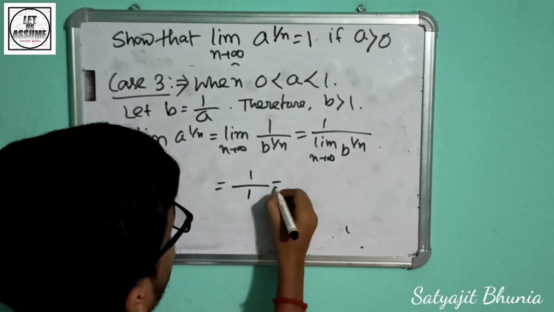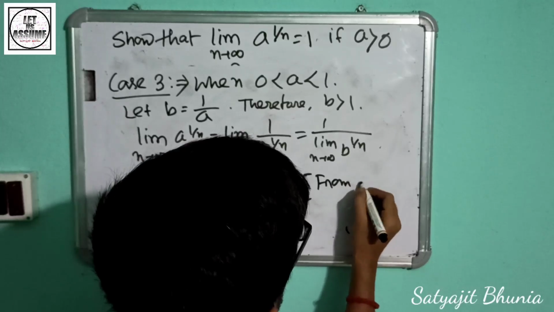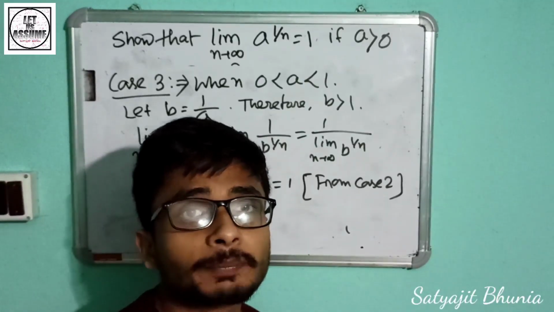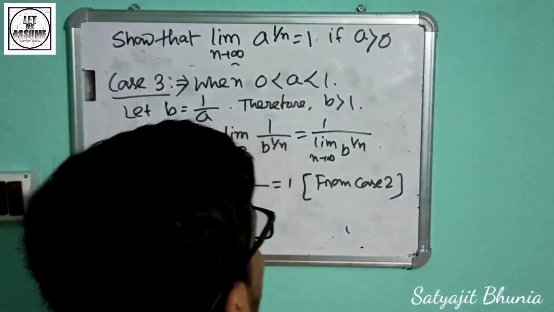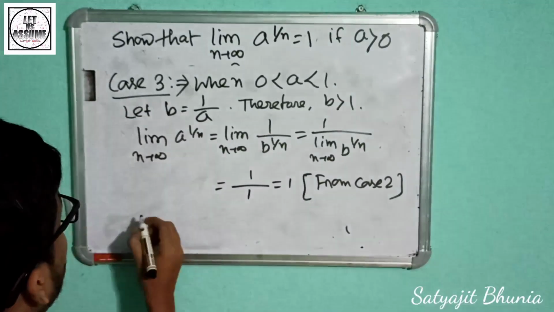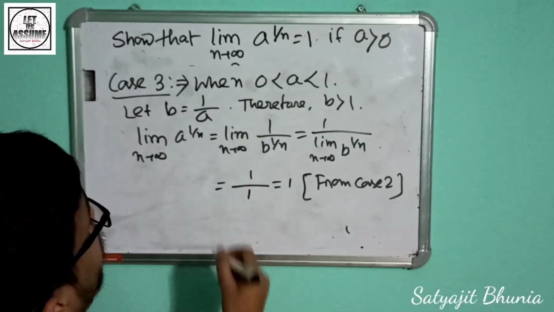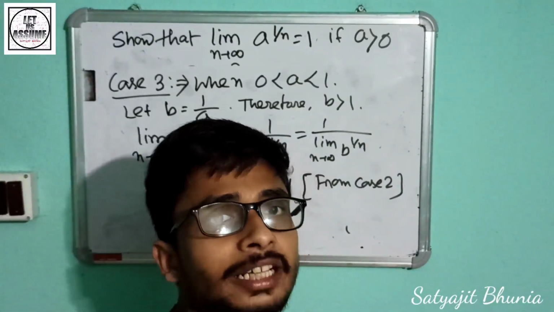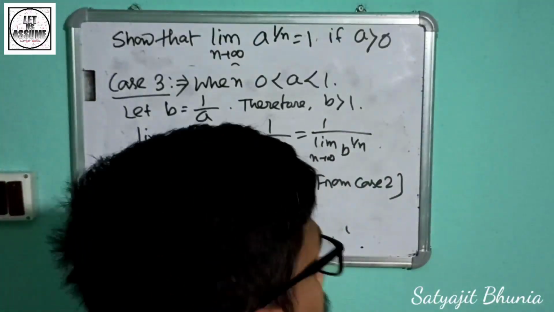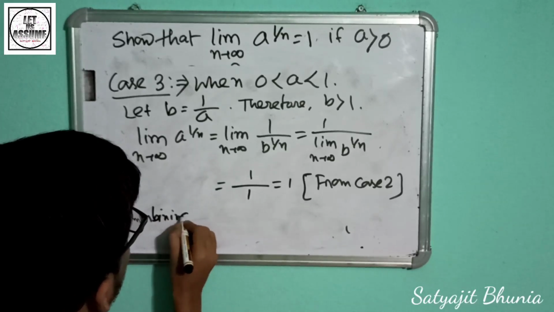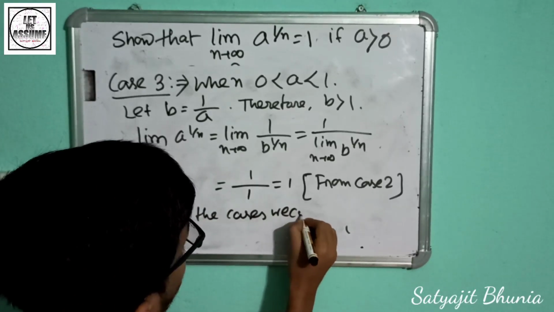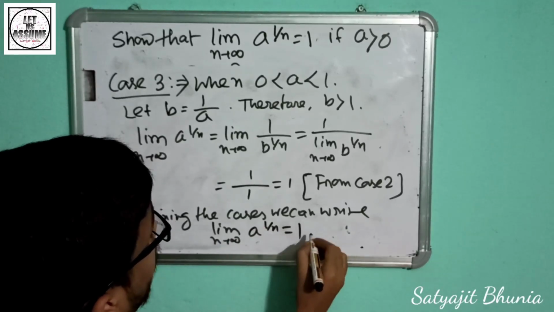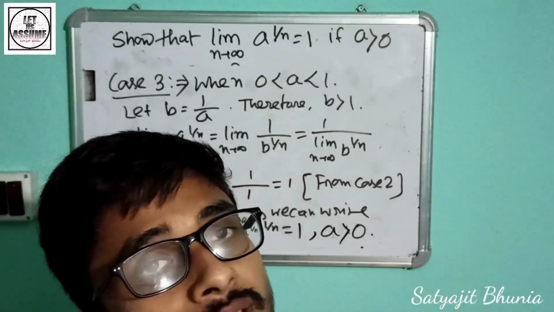Then this lower limit is equal to 1 from case 2. From case 2 we have already proved that when b is greater than 1 then limit n tends to infinity b to the power 1 by n is equal to 1, therefore from here what can we write, 1 by 1 is equal to 1. So we can write that when the value of a is between 0 and 1, then limit n tends to infinity a to the power 1 by n is equal to 1. Combining the cases, we can write limit n tends to infinity a to the power 1 by n is equal to 1, a is greater than 0.